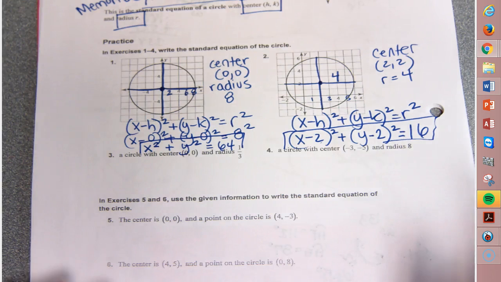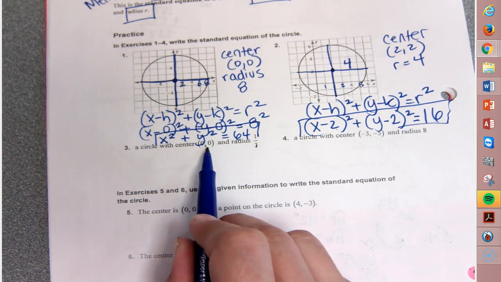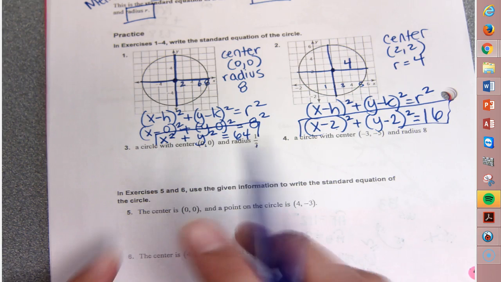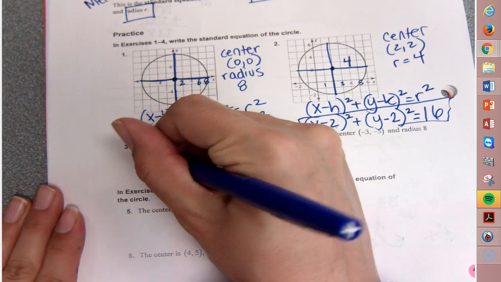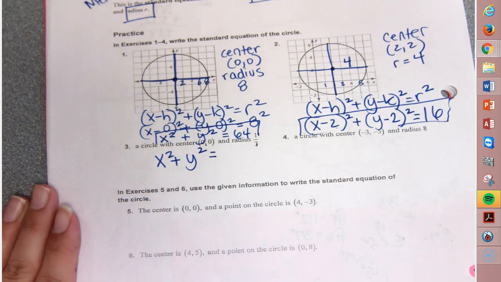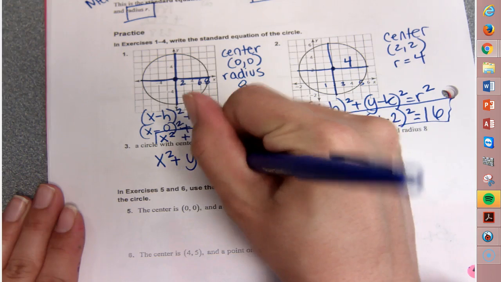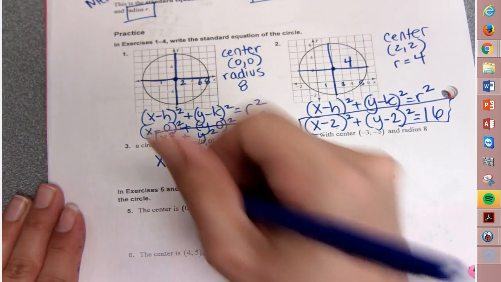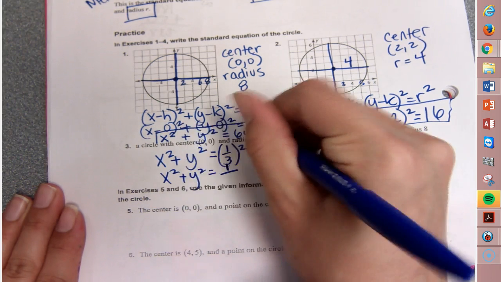So number 3, with a center (0, 0) and a radius 1/3, did you notice what we did for number 1? When we plugged in (0, 0), we just ended up with an x squared plus y squared equation. So if you'd like to memorize that so you don't have to plug in 0, that would be a good idea. And then we're going to plug in the radius and square it. So that means we need to square 1 and 3. 1 squared is 1, 3 squared is 9.